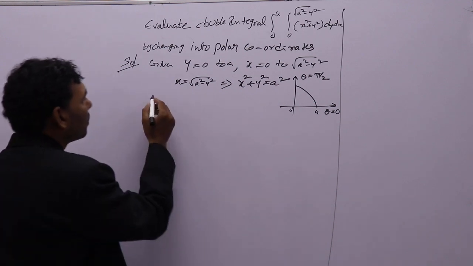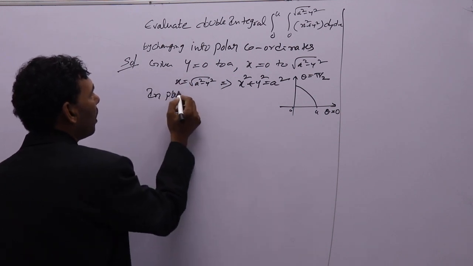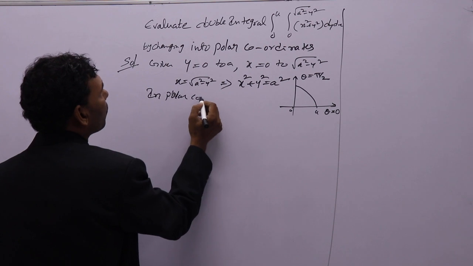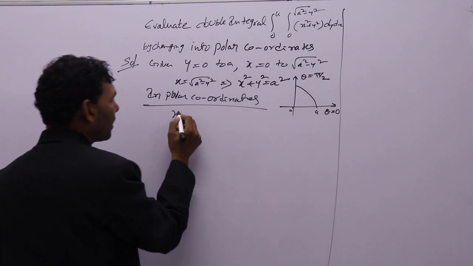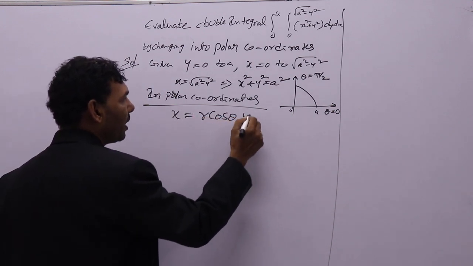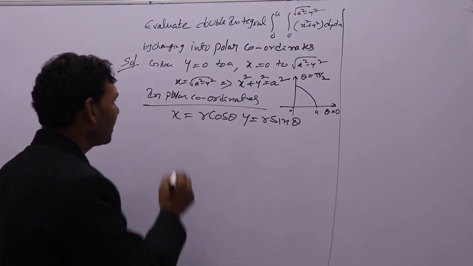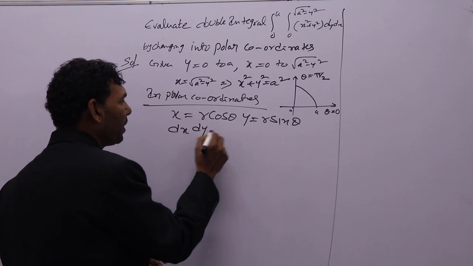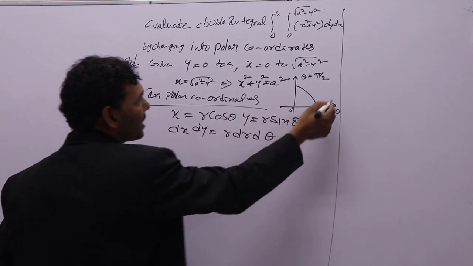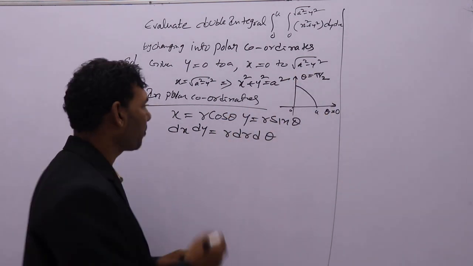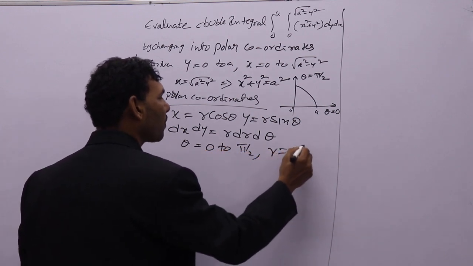What are the substitutions to convert a Cartesian system to a polar system? In polar coordinates, x will be r cos theta and y will be r sin theta. dx dy will be r dr d theta. And the limits are very clear: theta is from 0 to pi by 2, r is from 0 to a.